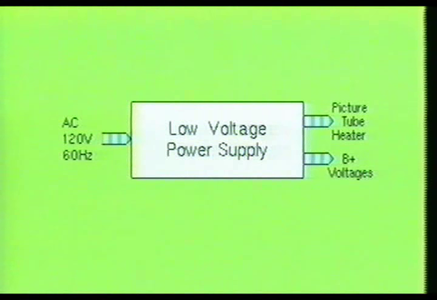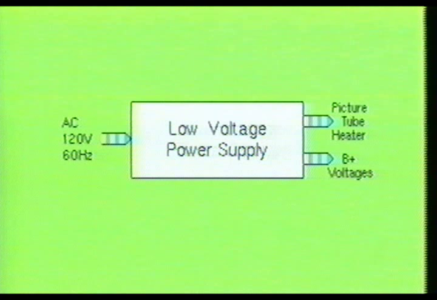The low voltage power supply is responsible for supplying sufficient DC voltages at the proper amplitudes to the various stages located within the television receiver. This stage also supplies the energy required to drive the heating element located within the picture tube. This power supply has all the elements of a standard DC power supply. It will typically contain a transformer, rectifiers, filters, and regulator circuits.